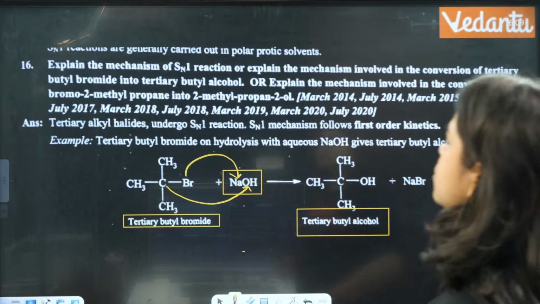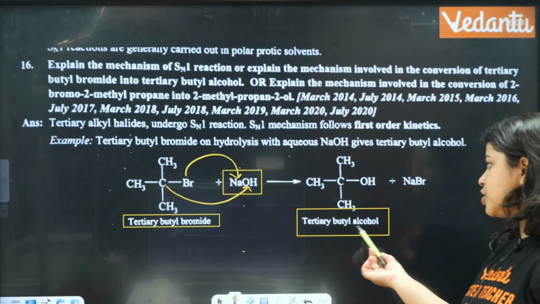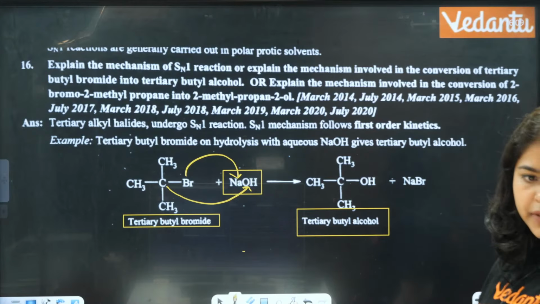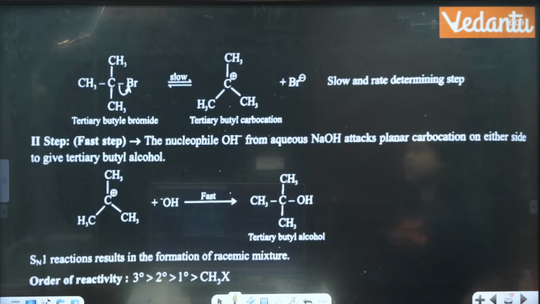Okay, that is also called as a tertiary butyl bromide. That is also called as a tertiary butyl alcohol. Clear everyone? Next question, mechanism of SN1. In step 1, the tertiary butyl bromide ionizes slowly to give the sp2 hybridized planar tertiary butyl carbocation. This is how the reaction is going to form.